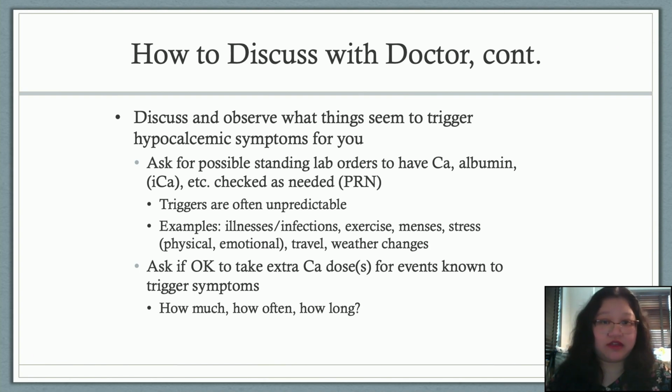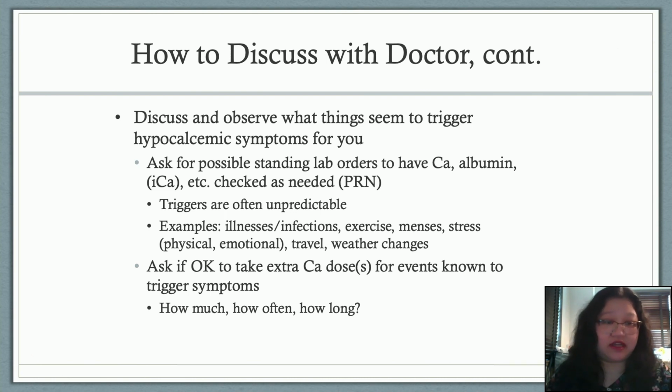When you're under duress and things that trigger your symptoms, ask to have those labs ready to be checked, quote, as needed. And usually that could be even weekly as needed. For me, things like illnesses, infections, and exercise are a huge one. It's really difficult to do heavy exercise anymore.